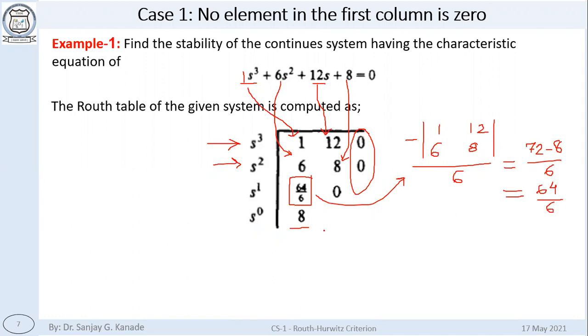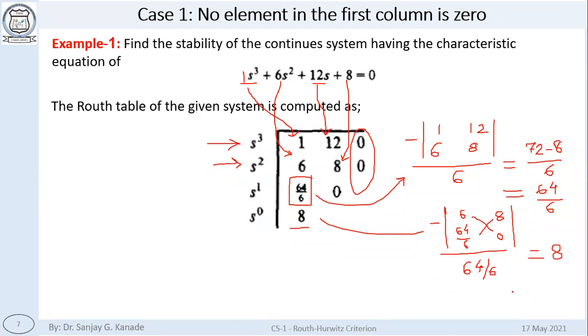And this value is similarly calculated for this. How is the determinant going to be? Minus of 6, 64 by 6, 8, 0, and divided by what? 64 by 6. Right? The first element is going to divide. So what is this value going to be? It is going to be 8. That is right, right? This minus this, this minus this, divided by this. Obviously this is 0 only, so it is going to be only 8.